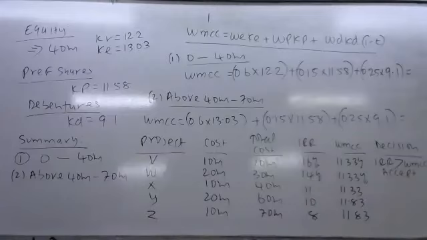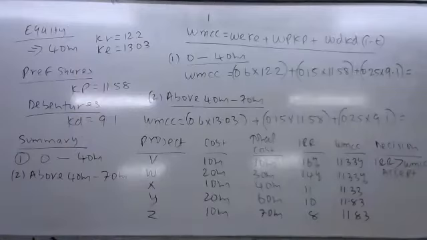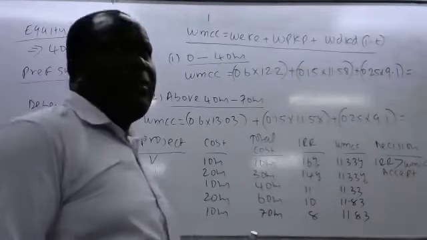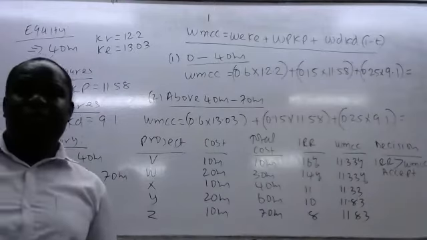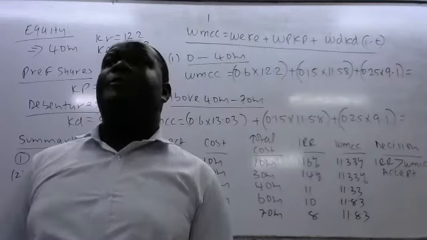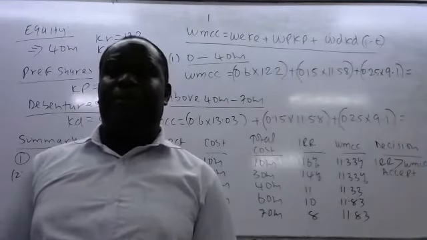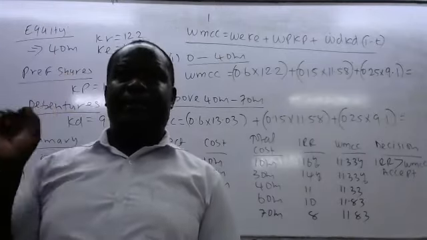So now after that, the question was asking you to advise on which project to accept and also determine the optimal capital budget. So far, we have accepted projects B and W. We have rejected X, Y, and Z. But we also need to come up with the optimal capital budget. What will be the optimal capital budget? Optimal capital budget is normally the total cost of all the accepted projects.